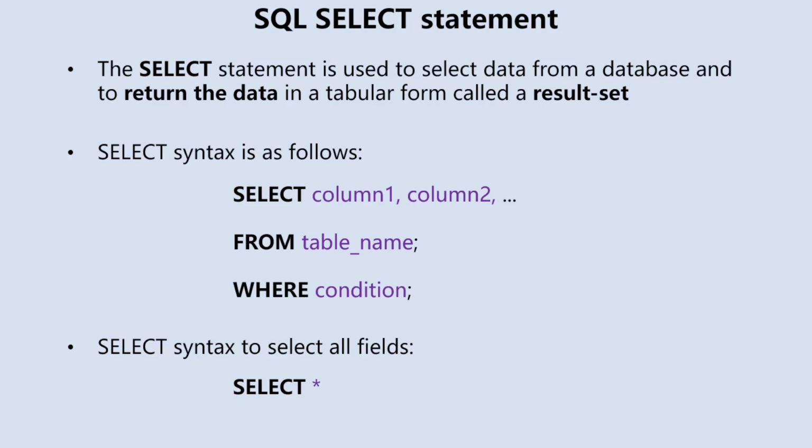Now let's focus on the select statement specifically. The select statement is used to select data from a database and to return the data in a tabular form called a result set. Select syntax is as follows. First we would type select, followed by the columns we are interested in viewing. Then we would type from to specify which table within the database we want to view. And finally, we can add a where condition to narrow down return results to only the conditions we are interested in seeing. Also, a very common syntax is to use a star instead of listing individual column names to return all the columns from a specific table.